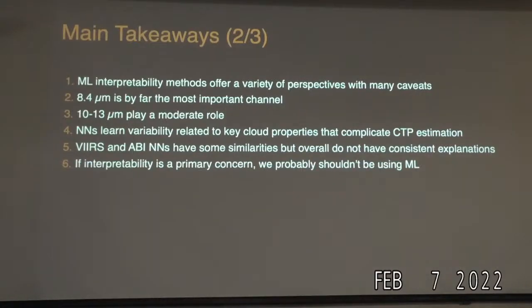And finally, just as a reminder, if interpretability was a primary concern, we probably shouldn't be using neural networks to begin with. We should probably be using something more simple. In this case, we're interested in interpretability because the neural networks perform so well. So we're trying to understand what information is most important. And it's mostly 8.4, 10 to 13 microns, and spatial metrics in key scenarios.